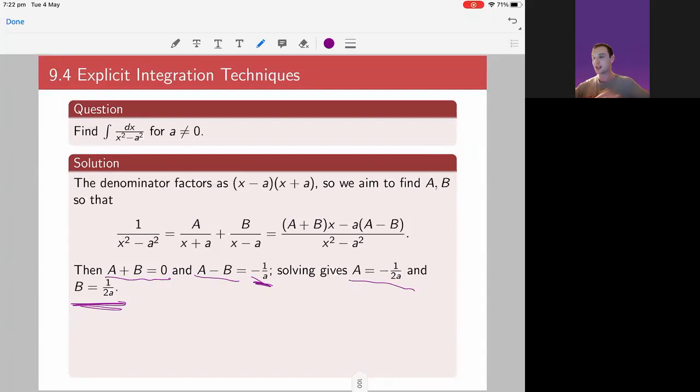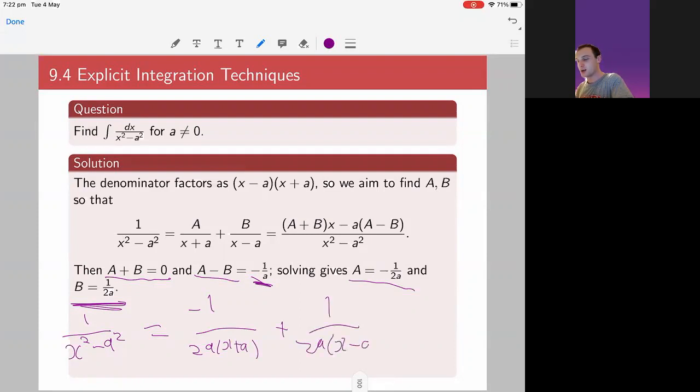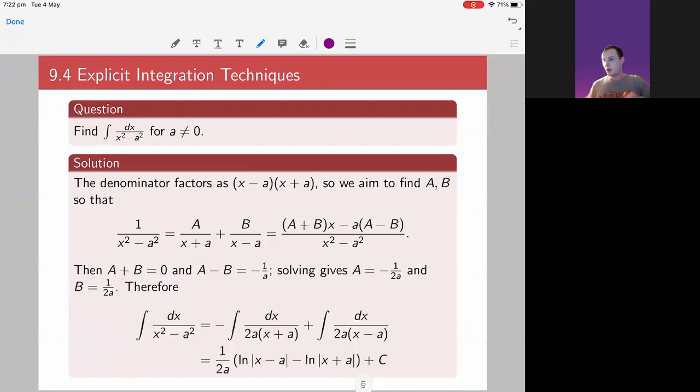I'm now in a position to integrate because I now know that 1 on x squared minus a squared is equal to minus 1 on 2a times 1 on x plus a, plus 1 on 2a times 1 on x minus a. I know how to integrate both of these functions, so I'm in a good position to answer the question now. As I said, these are the two functions we're trying to integrate, and I know how to integrate them.